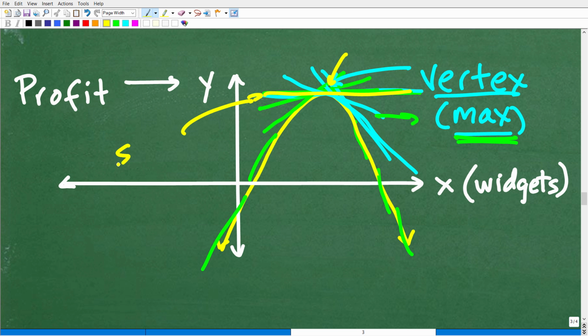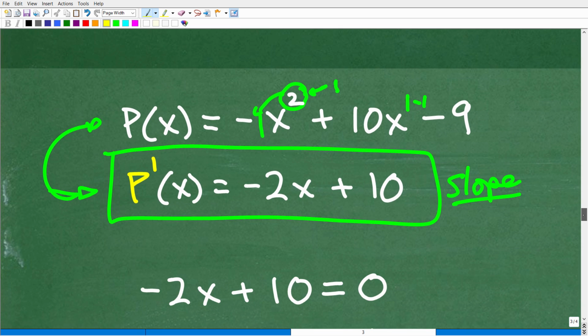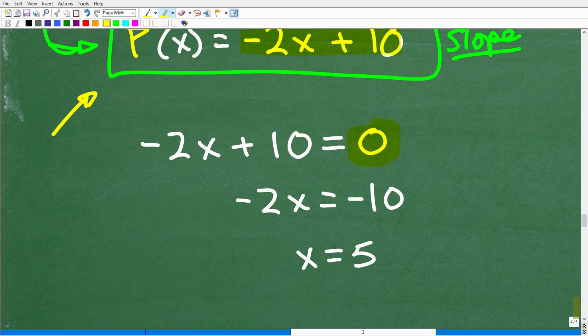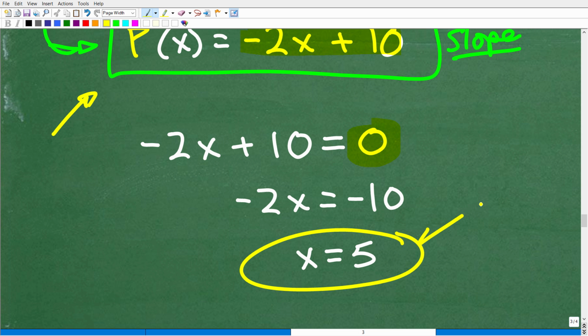Okay, so if I know that's where the slope is equal to 0, and I have an equation or formula for the slope, all I have to do is set this equation, which is the slope, equal to 0, and it will tell me the x value where the slope will be equal to 0, which of course will be the maximum. All right, so let's go ahead and do that. So negative 2x plus 10, I'm going to set that equal to 0 and solve for x. I'll move the 10 over to the other side. So I have negative 2x is equal to negative 10, and I'm going to divide both sides of the equation by negative 2. x is equal to 5.